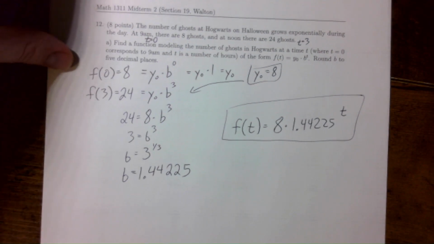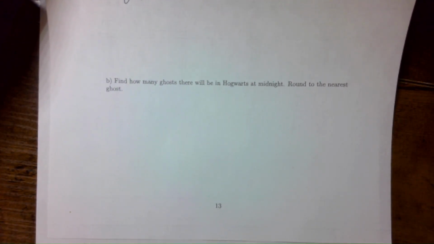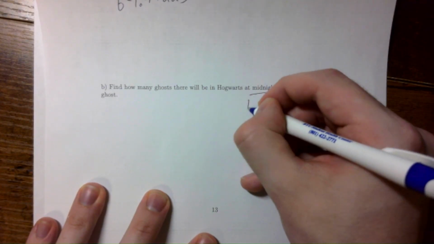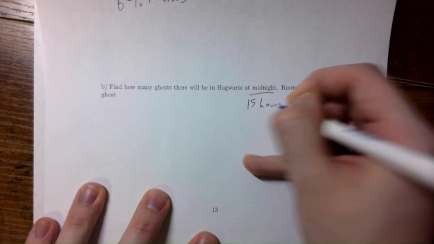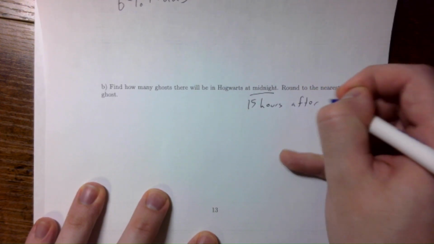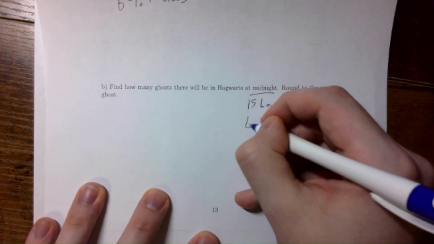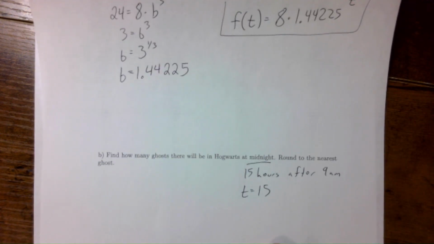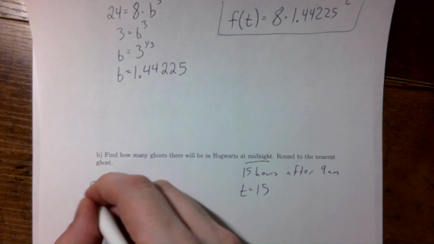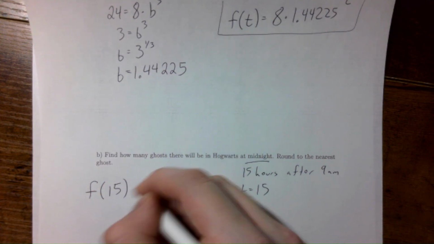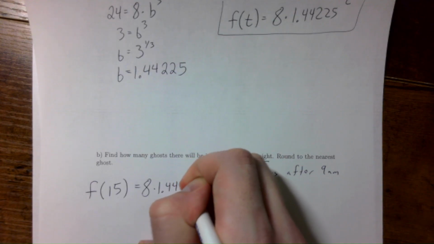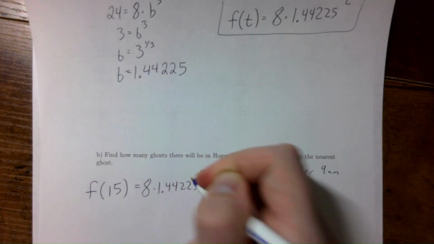Now the last part of this problem, part B, find out how many ghosts there will be in Hogwarts at midnight. Okay, so midnight, this is 15 hours after 9 a.m. So this is equal to t equals 15. So we are going to plug t equals 15 into our function. So we are figuring out what is f of 15. So this is 8 times 1.44225 raised to the 15.